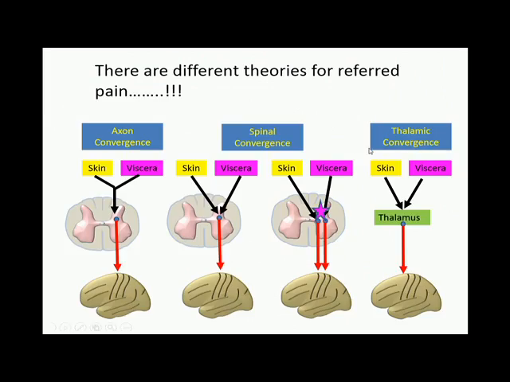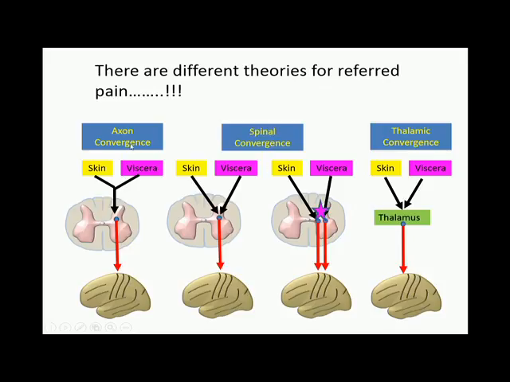I'm not going into details. These are different theories of referred pain. Very quickly, I have included three theories: the axon convergence theory, the spinal convergence theory, and the thalamic convergence theory. Out of these three, most people accept the spinal convergence theory.